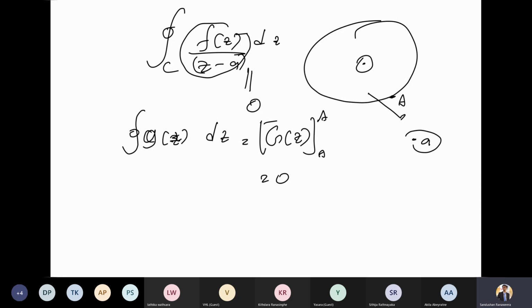Sometimes you have something like, if z is equivalent to, let's say, z minus a something, right? Then z minus a cancels out, and it becomes some analytic function, and then the integral is going to be 0. So this type of thing you can straight away say it is 0.